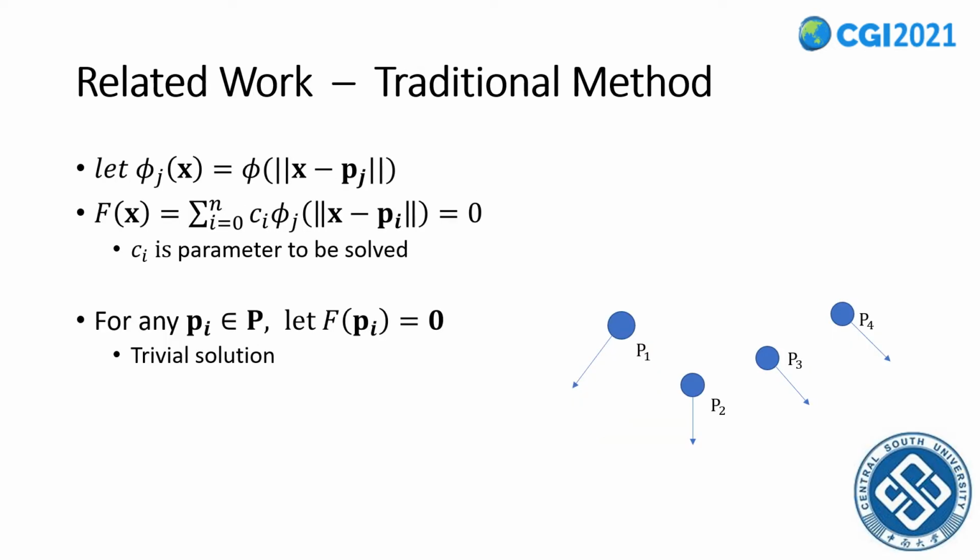As in the traditional method, we need to find an implicit function. For any p_i in P, make f(p_i) equal 0. It is easy to let f(p) equal a linear combination of the kernel function phi, where c_i are parameters to be solved. But actually, the solution will be a trivial solution.